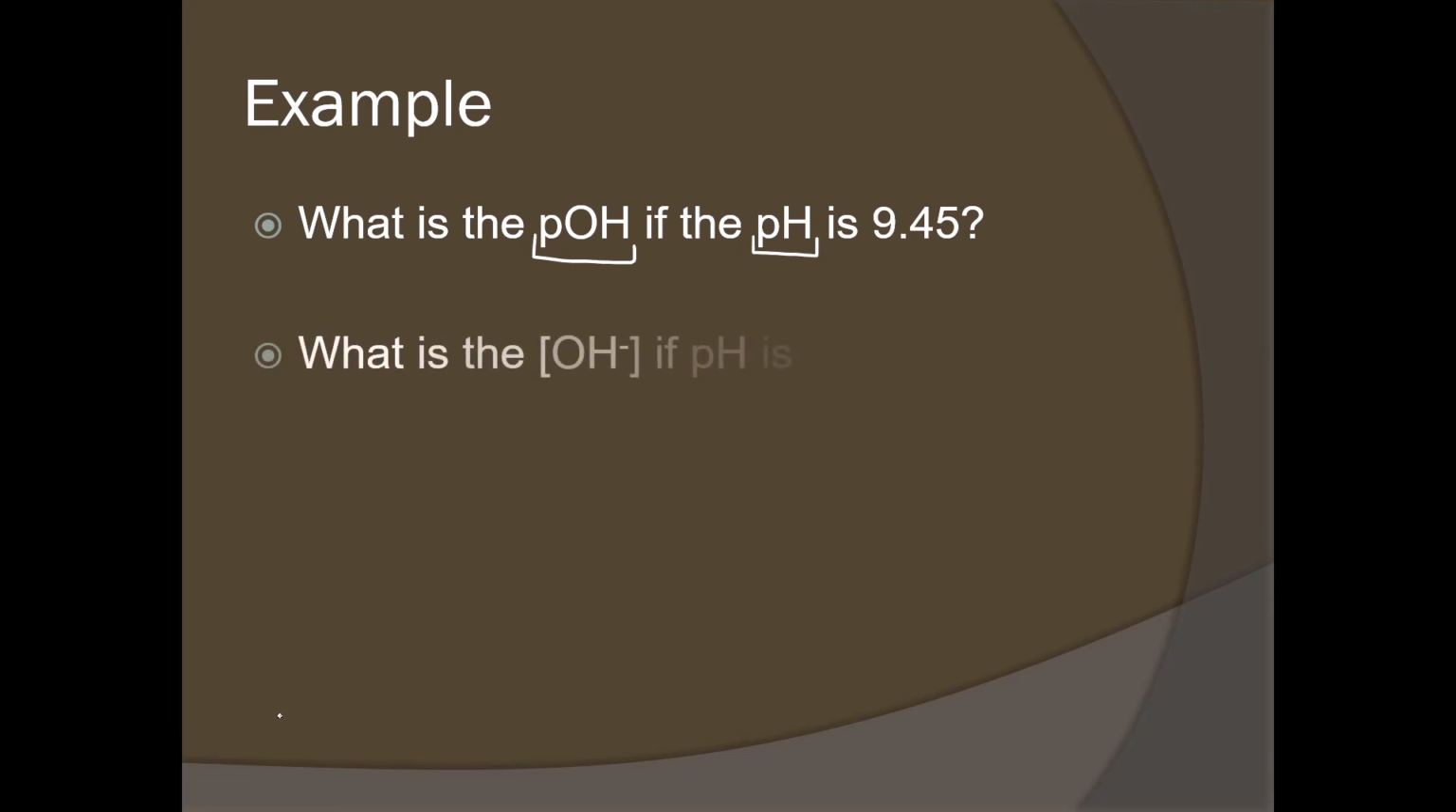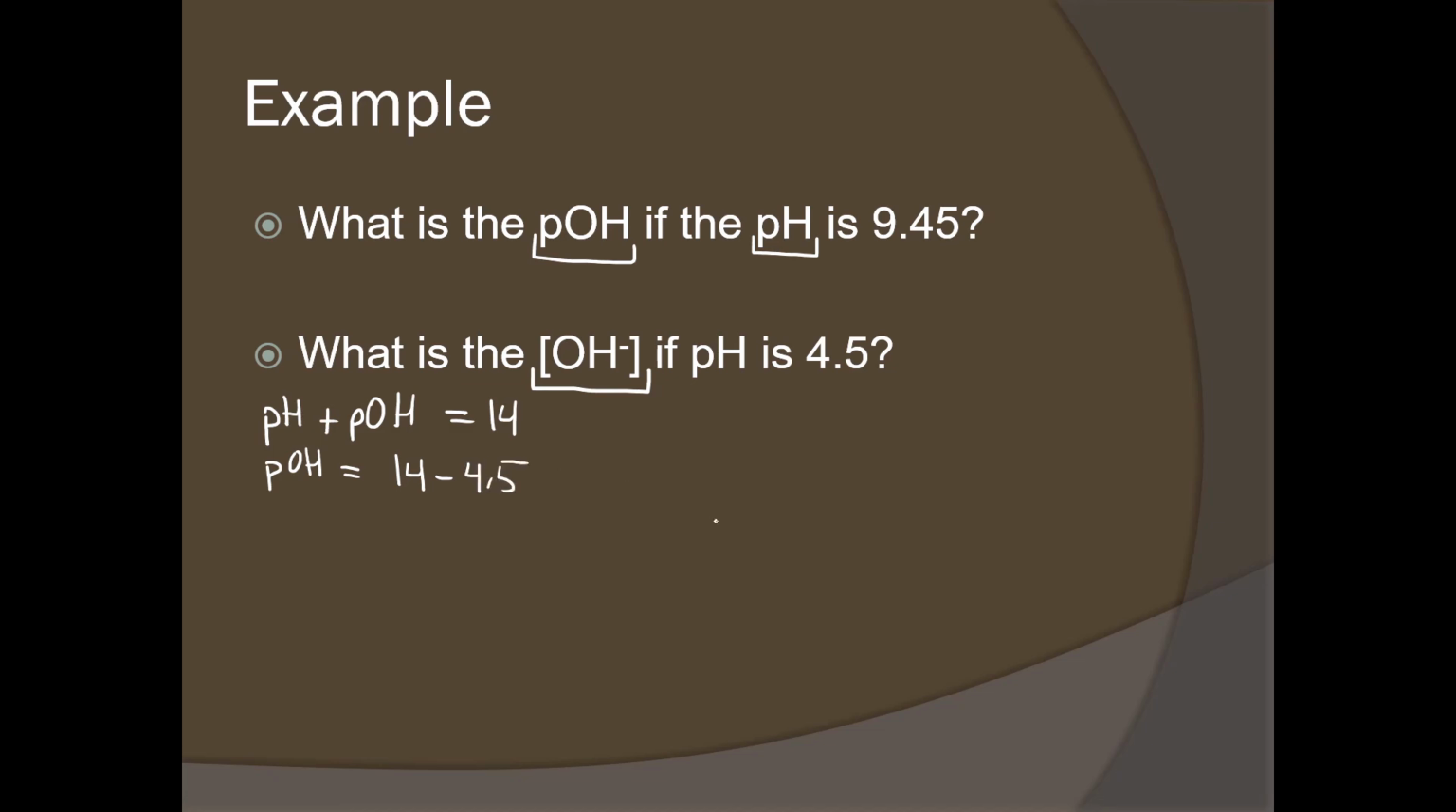So here we want to calculate the concentration of hydroxide if the pH is 4.5. So this one's slightly more complicated, because now we're asked to find the next step. It's not so bad though, because we know that my pH and my pOH added together have to equal 14. So this will allow us to easily calculate what my pOH is. pOH will then be 14 minus pH. So altogether, I have a pOH of 9.5.